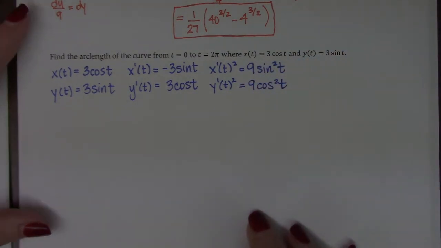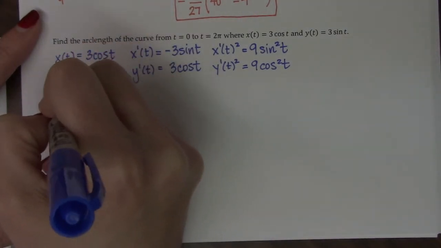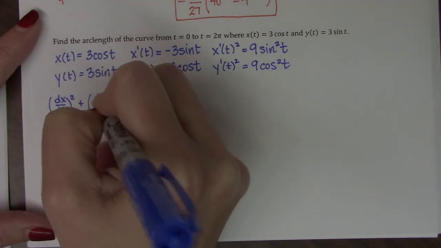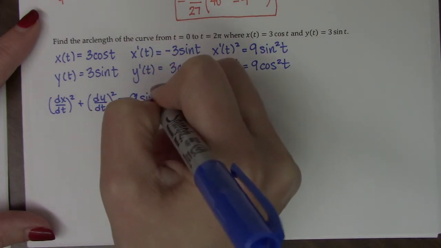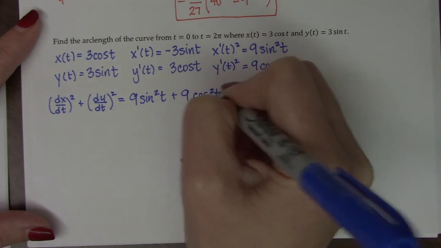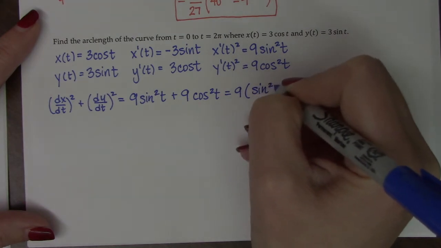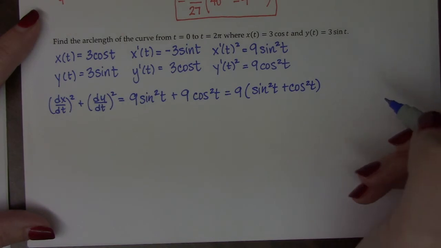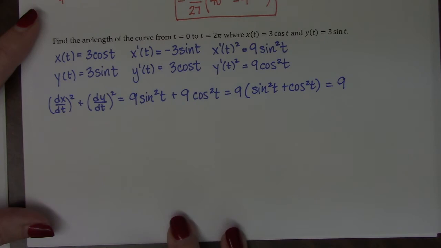cosine squared t. So under the radical we'll take dx/dt and square it and add it to dy/dt squared. So this is going to give us 9 sine squared t plus 9 cosine squared t. Well, if I factor out the 9, I get 9 times sine squared plus cosine squared. Well, sine squared plus cosine squared is 1, so this all just simplifies to 9.